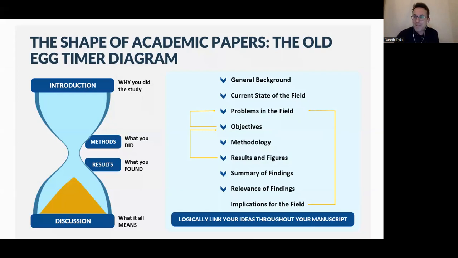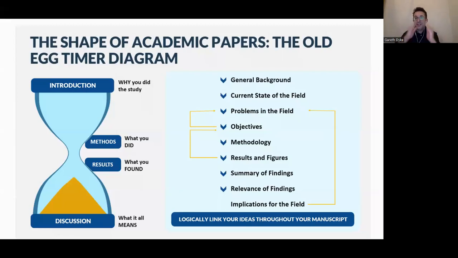Because this is what a paper looks like. It looks like an egg timer. It looks like an hourglass. Your introduction starts broad with information at the top of the paper about why the study is important. It's broad, okay? Why you did the study. In the methods and results, you're being very specific. You're talking about this particular piece of research. What did you do and what did you find?